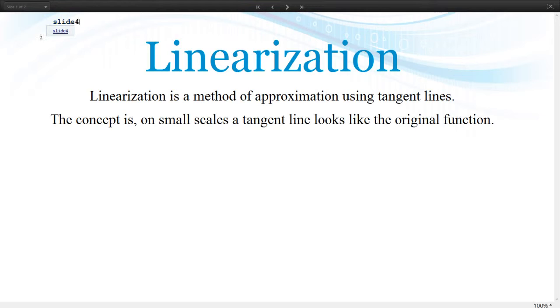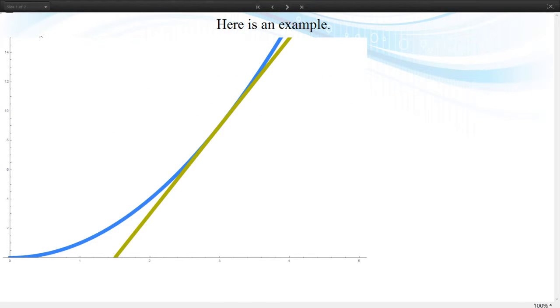Here is an example of this. This is the graph of x squared and its tangent line at 3. Notice how close the line and the parabola look. Sorry, the parabola is the blue curve and it's the function x squared. The yellow line is the tangent line, if that wasn't obvious. So notice how close the two are to each other near the x equals 3 point. We're going to zoom in right in here near x is 3, y is 10.